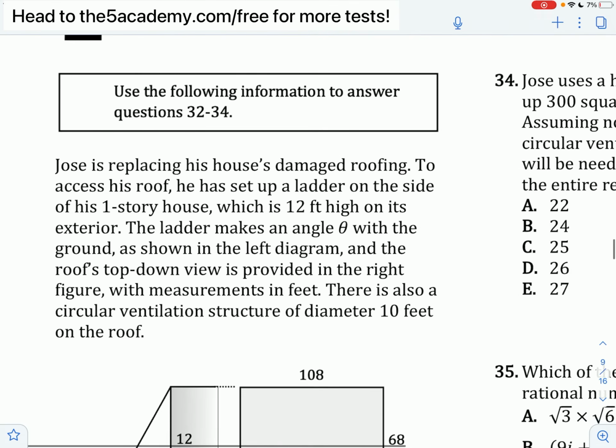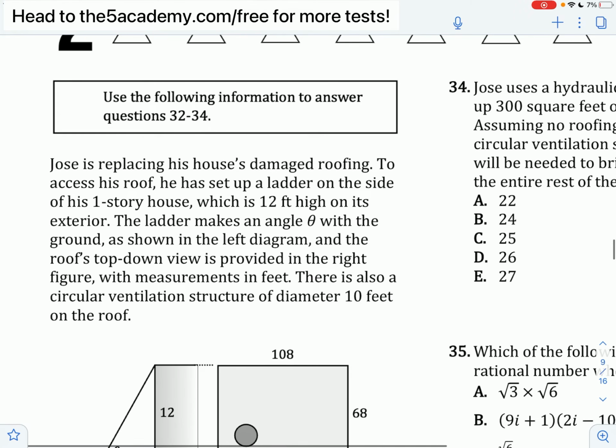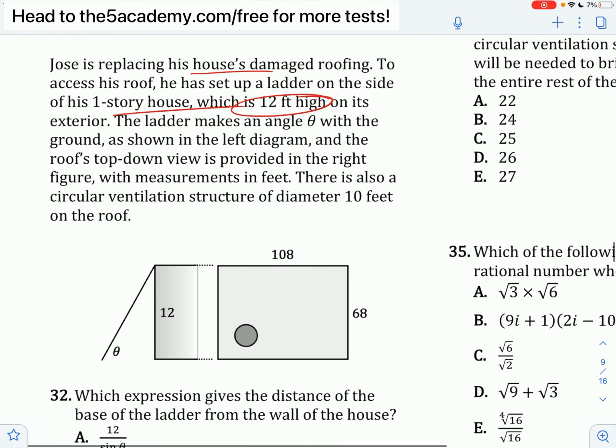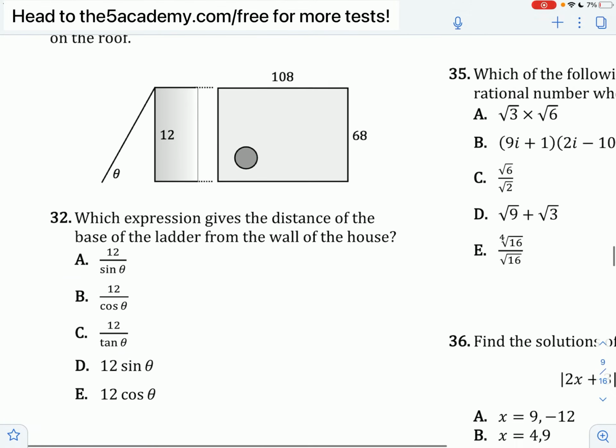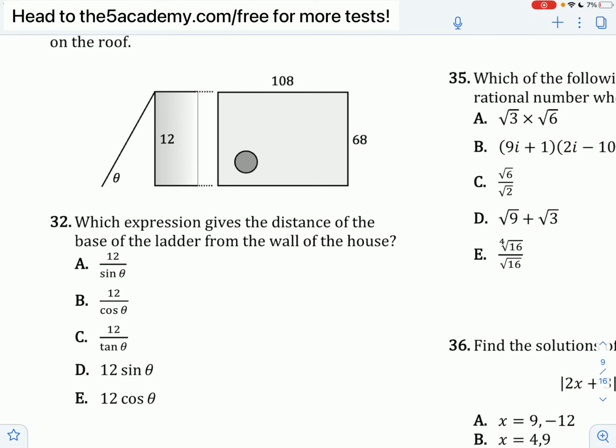Use the following info to answer these next few questions. He is replacing his house's damaged roofing. To access his roof, he has set up a ladder on the side of this one-story house, which is 12 feet high, on its exterior. The ladder makes an angle theta with the ground as shown in the left diagram, and the roof's top-down view is provided in the right figure with measurements in feet. There's also a circular ventilation structure of diameter 10 feet on the roof. That's this probably. Which expression gives the distance of the base of the ladder from the wall of the house?